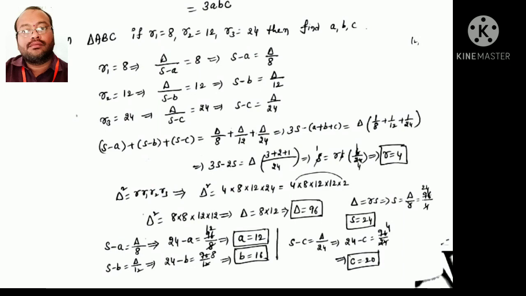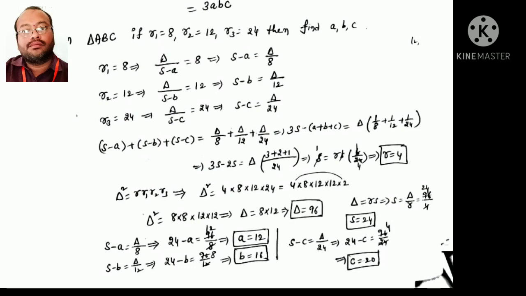We have all values. By replacing that, we can get delta square as 8 square into 2r square, and delta as 8 into 12, that will be 96. Again, one more formula is there, delta is equal to rs, then s is equal to delta by r. Replacing remaining values, we can get s as 24. So now we have s value, delta value and r value. Just replace the values. Delta by s minus a is equal to delta by 8, then we can get a value as 12, then s minus b is equal to delta by 12, then b value will be 16, then s minus c is equal to delta by 24. If you replace that value, we can get c value as 20.